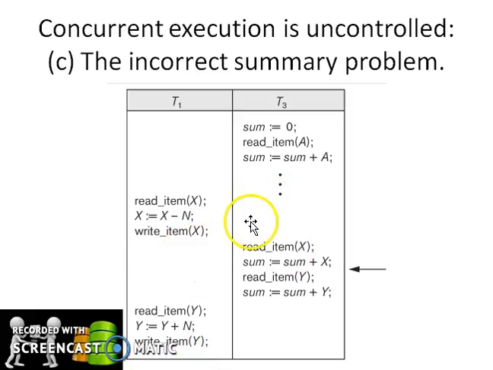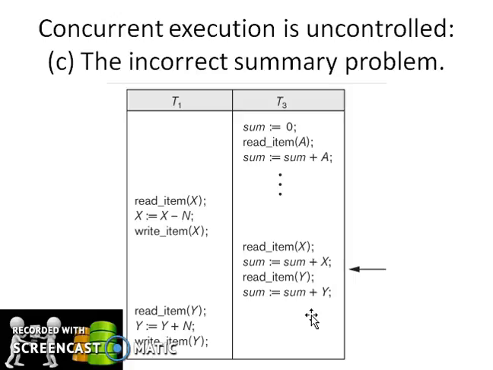Here what happens is, the third transaction is taking the value of X after modification, and it's taking the value of Y before Y is modified. So after the third transaction has taken the value of Y, the value of Y is being modified by the first transaction. The consequence of this is, the summary produced by the third transaction would be incorrect. So this problem is referred to as the incorrect summary problem.